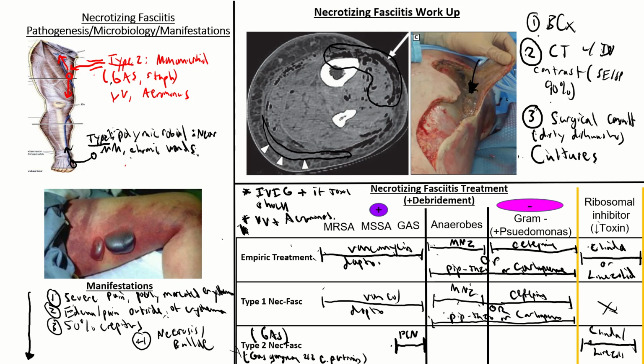It's not evidence-based, and you won't be tested on it. But empirically, for these cases, you could consider adding doxy as well. And then once you get one of these Vibrio or Aeromonas on culture, you would then de-escalate for Vibrio to ceftazidime plus doxy, and for Aeromonas to ciprofloxacin plus doxy.